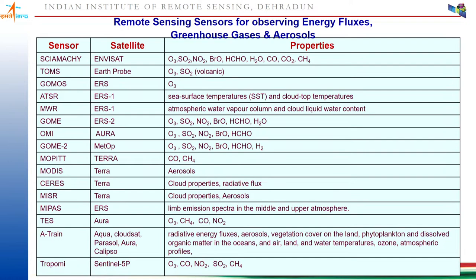So in a nutshell, this is the list of the different satellite sensors for different aspects of it. I have clubbed energy, that is the radiation, greenhouse gases, and aerosol, which are a part of the atmosphere. You can see TOMS, GOME or ASTER, so we have different parameters. OMI, MOPITT, MODIS. MODIS measures not only aerosol but also different gases. CERES, MISR, Tropomi. These measure not only ozone but CO, NO2, SO2, CH4. As I said, it depends on the wavelength of the sensor.